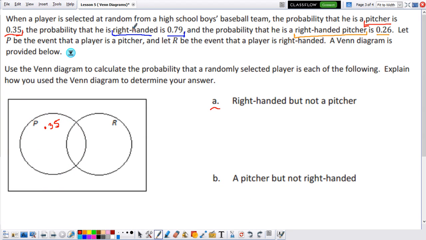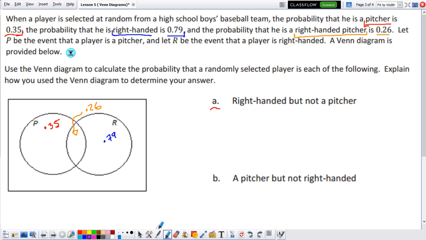Now what else? For it to be right-handed is 0.79, so we know that the value for the circle to be right-handed is 0.79. So this whole circle holds a value of 0.79. And for that person to be a right-handed pitcher, we know that this circle is for pitcher and this circle is for right-handed, so the intersection here is the right-handed pitcher, which we know is 0.26.